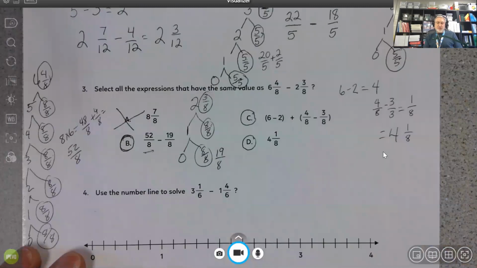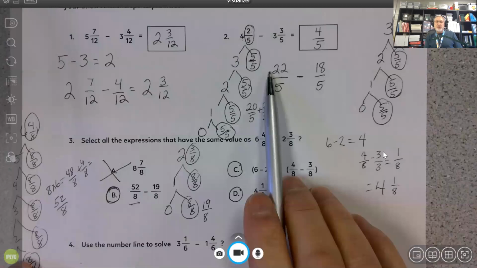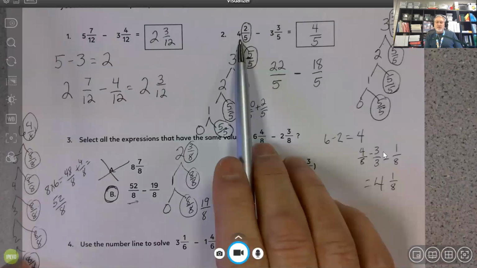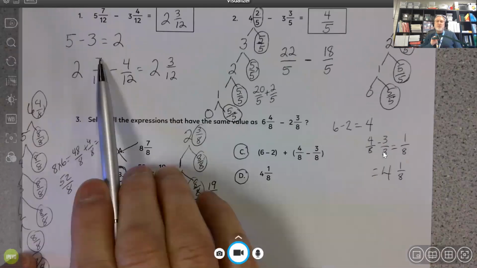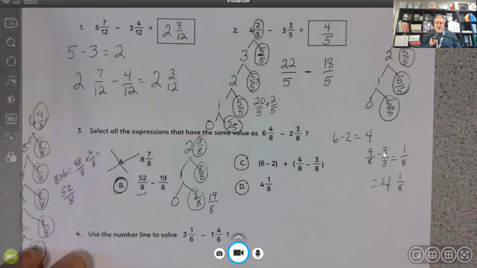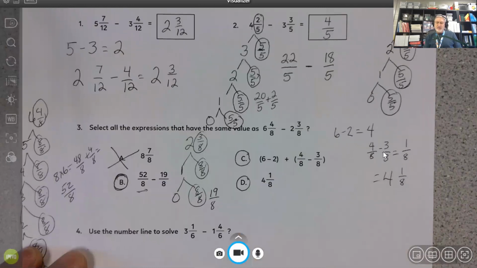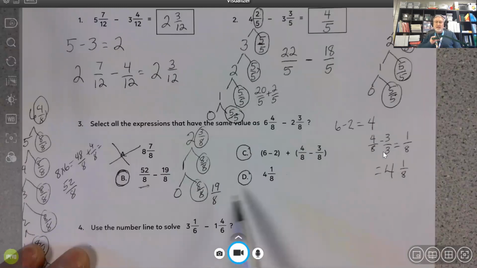So it just shows you this would be the second strategy I showed you up here, where you convert a mixed number into an improper fraction, or you could subtract your whole numbers and then subtract your fractions. So you could actually do it 2 different ways. Letter D just has the correct answer.